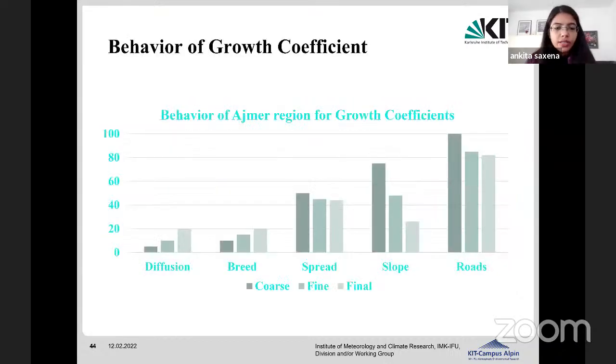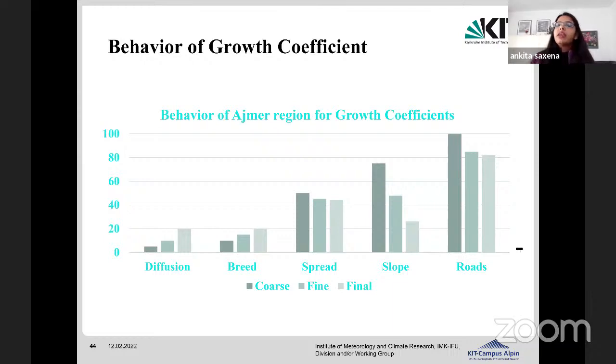So these are the growth coefficients in different calibration phases, and their values reflect which kind of growth will be prevailing in different locations. Like for example, in Ajmer, road influence growth will be higher and slope will be higher. And then comes spread.